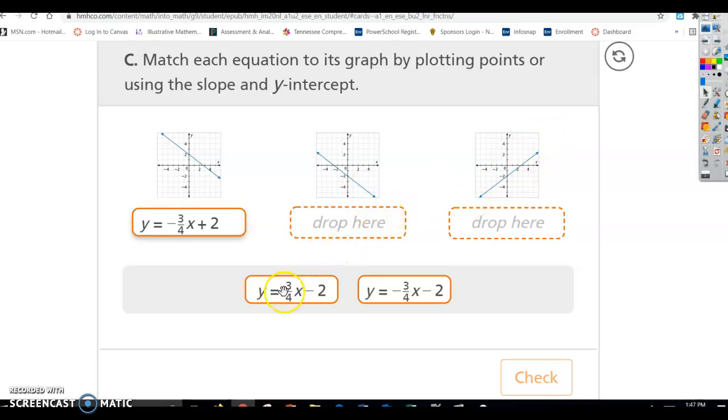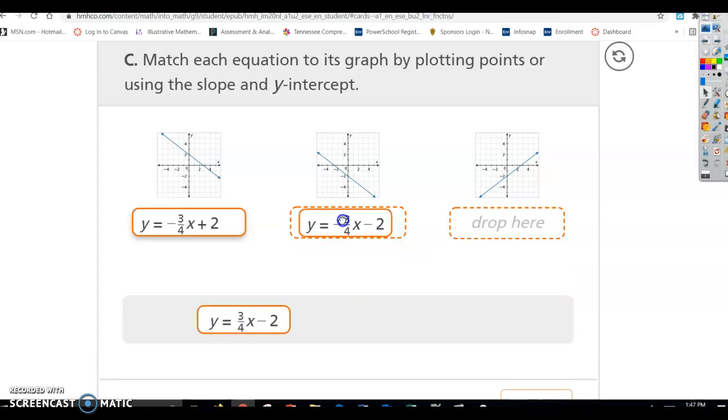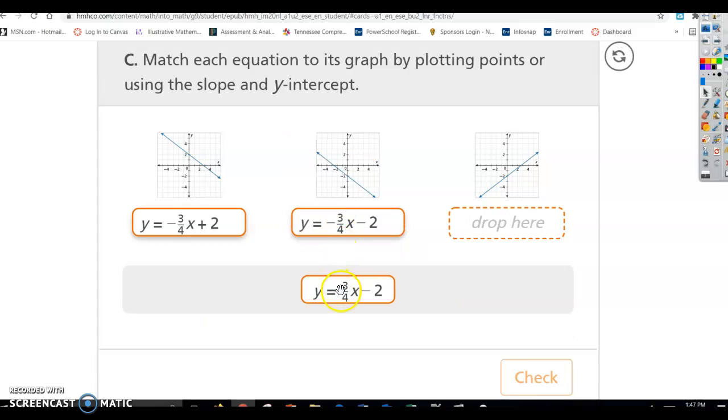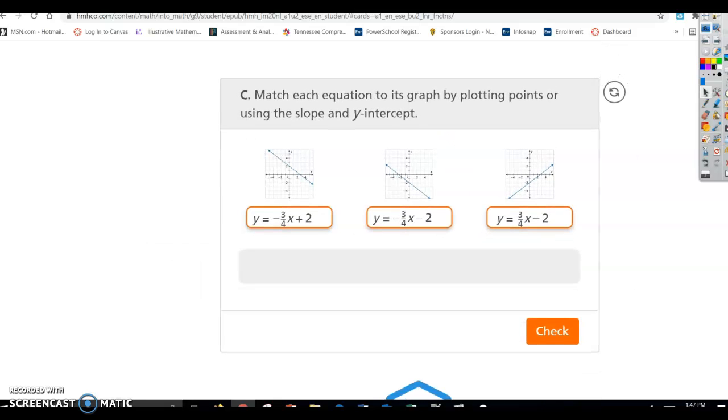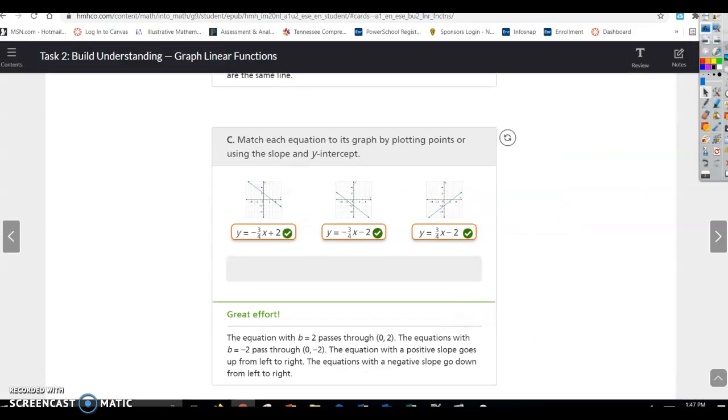Alright, so this one has a negative slope and this one has a positive slope. So if we look at the slopes, this one's positive and this one's negative. So again, they have the same y-intercept, but we can tell by the slope which line goes with which equation, or which graph goes with each equation. Alright, we can check that, and hopefully that is not too difficult. That's an easy way to match equations with graphs, by looking at the slope and the y-intercept.